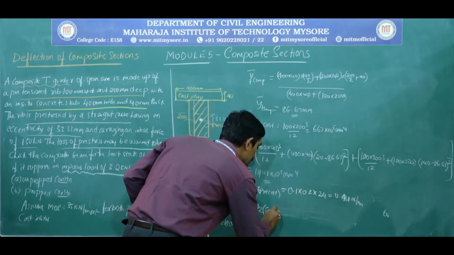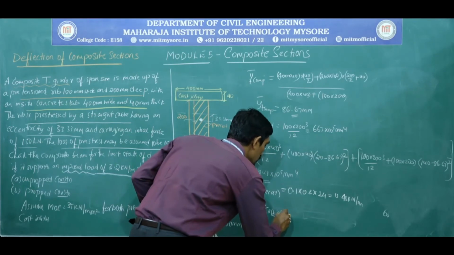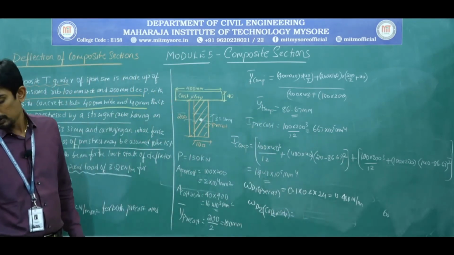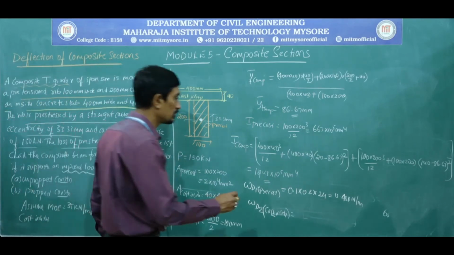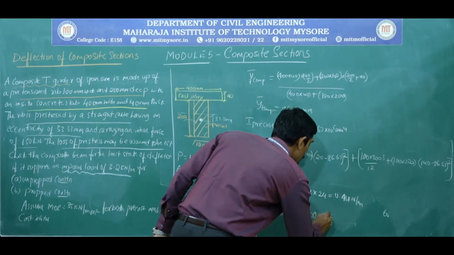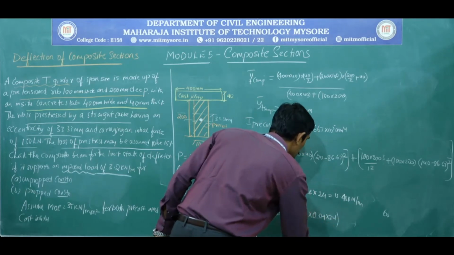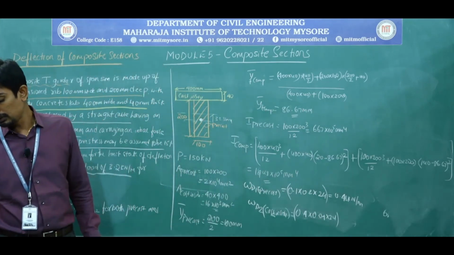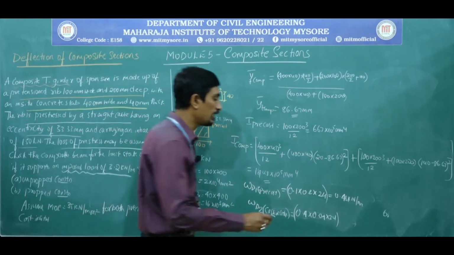Next, WD2, that is cast in situ, equal to 0.4 into 0.04 into once again 24. So the answer will be 0.384 kilonewton per meter.